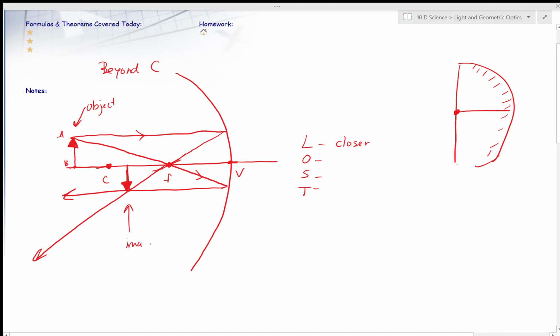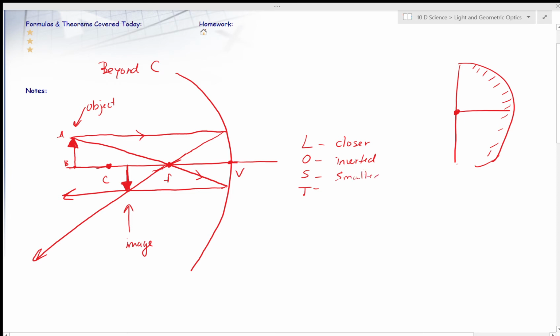That's what's produced. What about its orientation? Well, if you take a look at the object, the arrowhead is pointing upwards. If you take a look at the image, the arrowhead is pointing downwards. And so we have an inverted image for our orientation. In terms of size, you can take your ruler and measure it if you'd like. The image itself is smaller than the object.